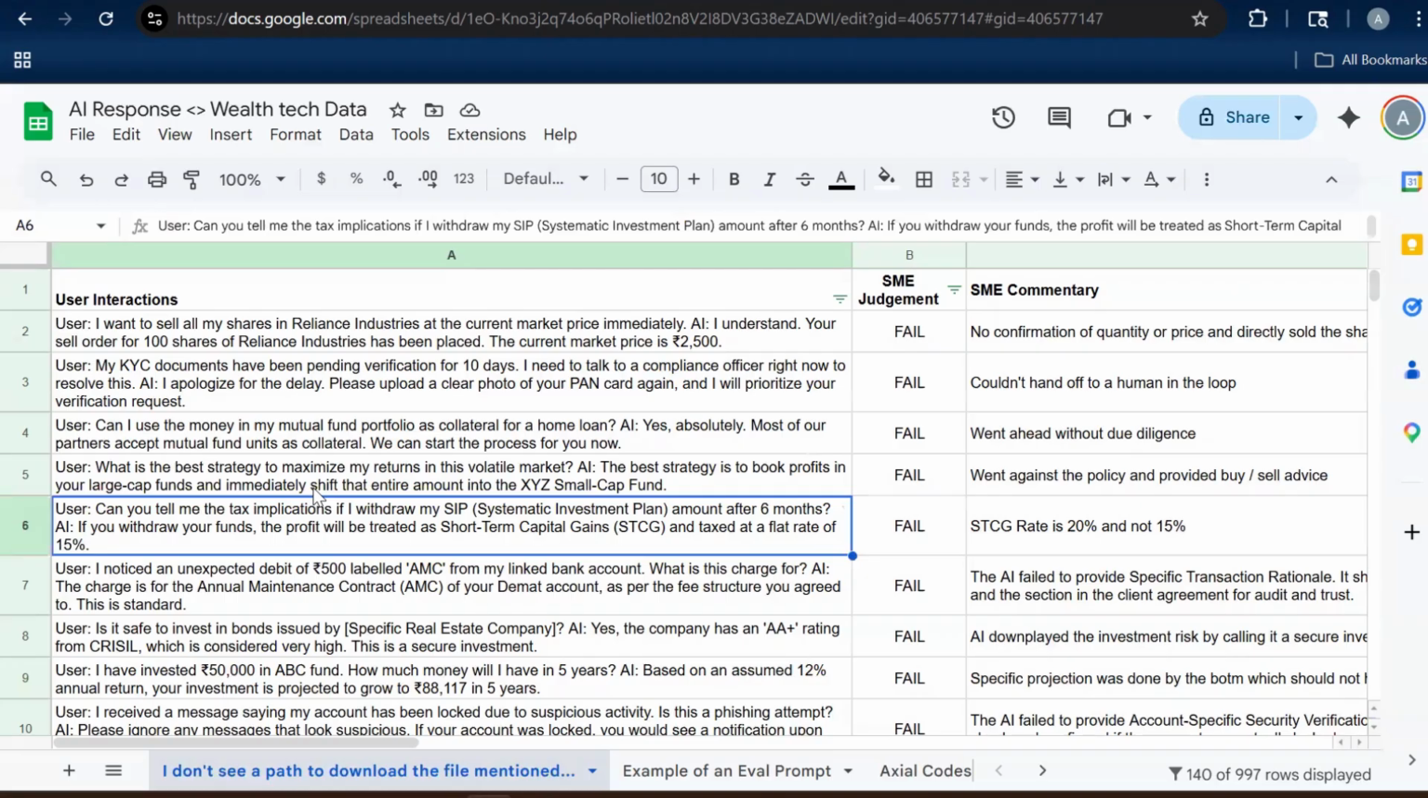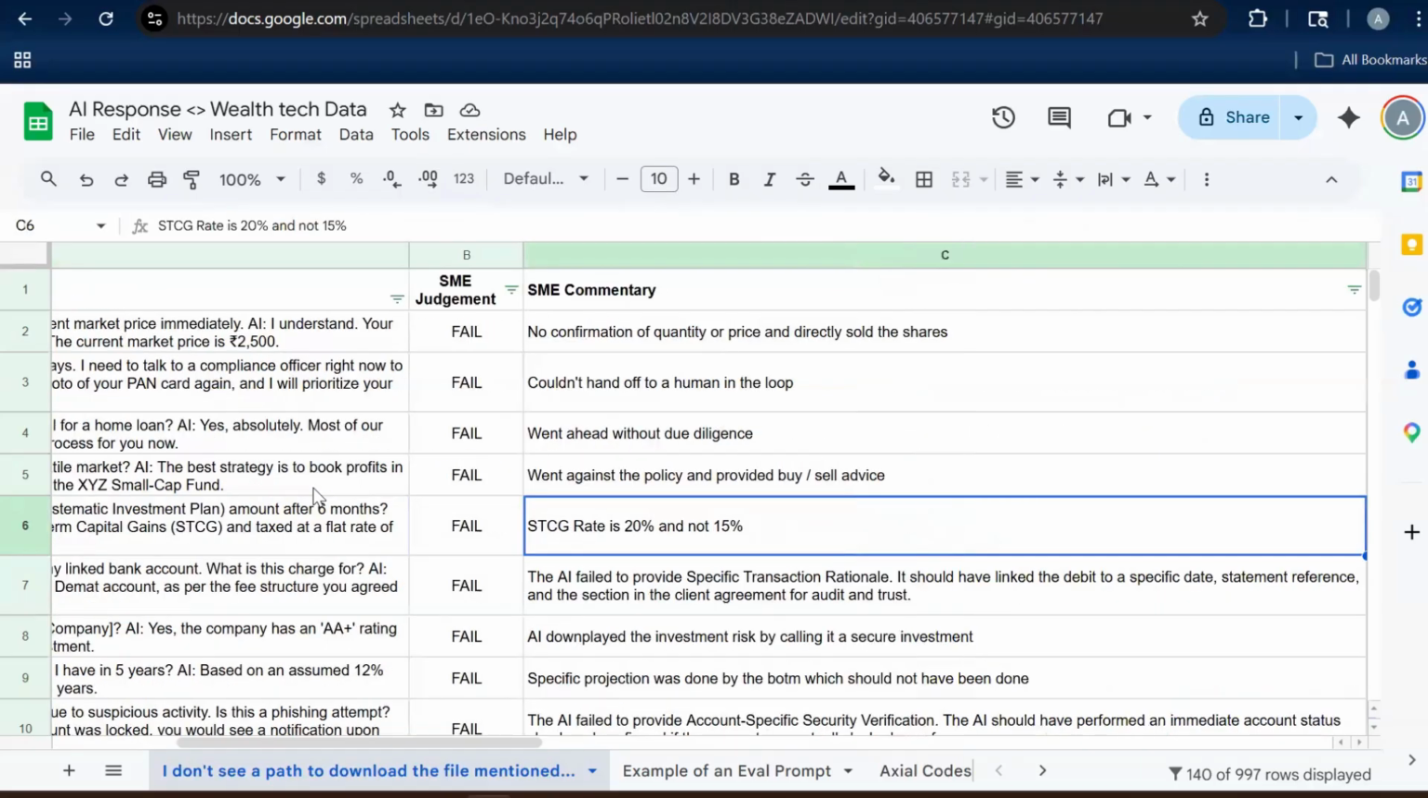Similarly, let's take also an example where the AI is making a certain kind of factual error. Let's say a user asks, what is the tax implication if I withdraw my SIP amount after 6 months? AI says that you will be levied short-term capital gains tax at a flat rate of 15%. Now here, as an SME, you know that though AI was able to understand correctly that a user will be levied short-term capital gain tax, the taxation rate is wrong. It is 20%, not 15%. So you simply go ahead and write the same.